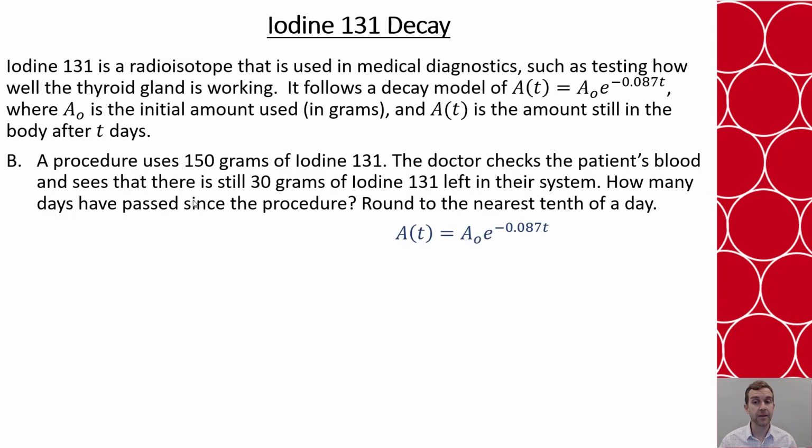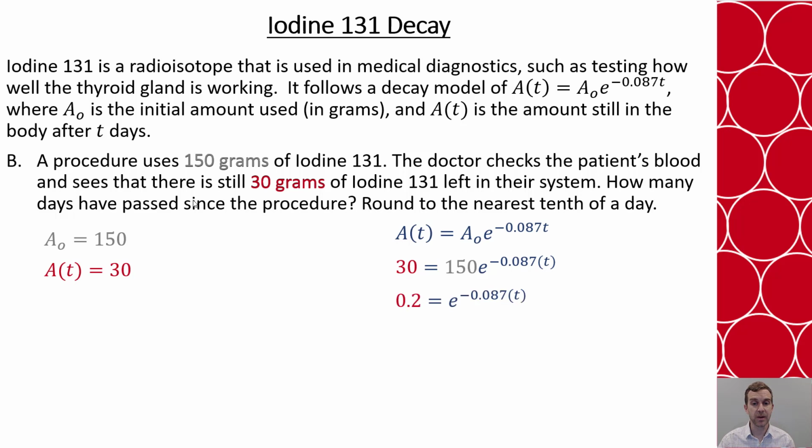So again, we have our equation. We know the amount that we started with. And we know how much is left this time, which is the 30 grams. What we're solving for is time. So we think about, well, how can we go about solving for time? We're going to start with just following our order of operations.